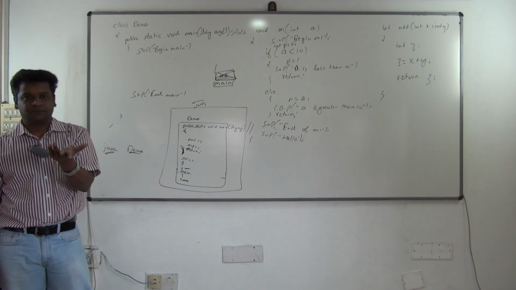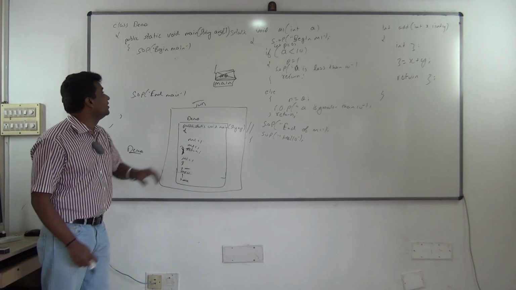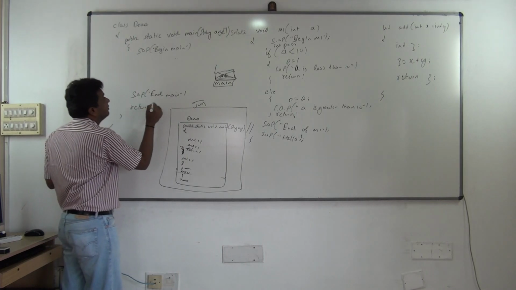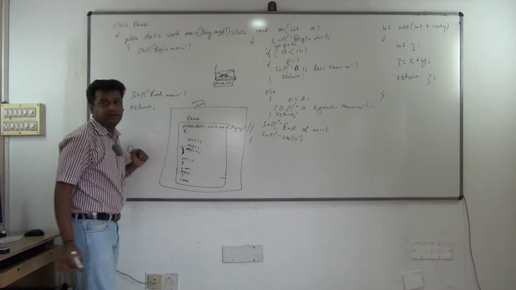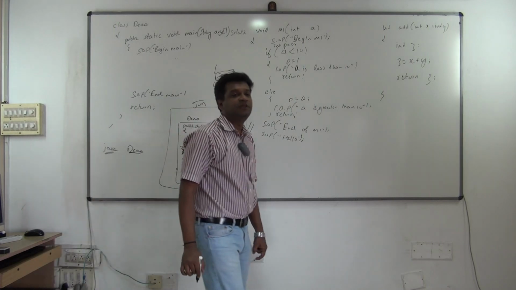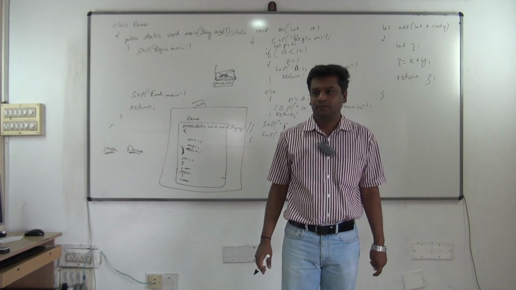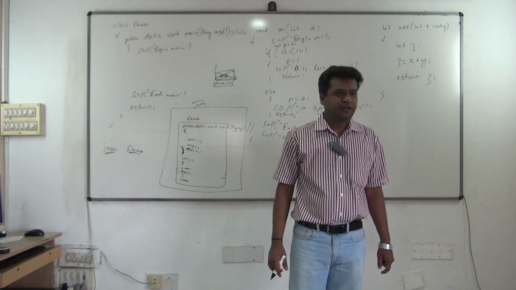That's the difference. If I use return in the last line, the return type of the method should be void. What should be the return type of the method? Void, because I am not returning any value.